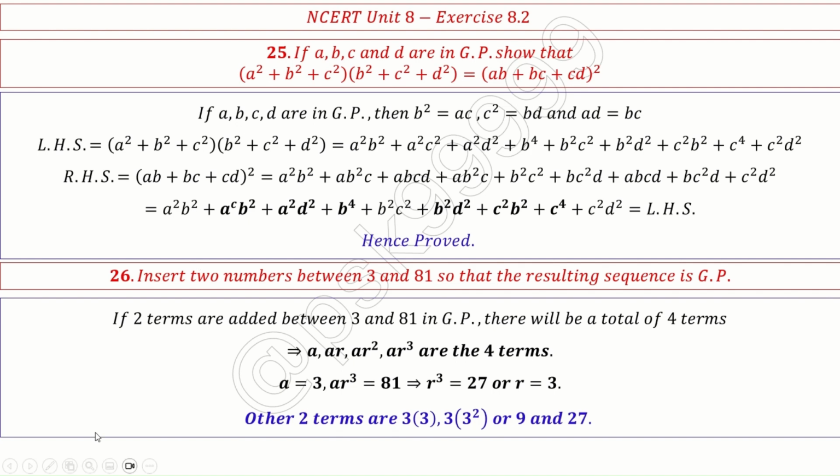Then a equal to 3, which is given because first number is 3 and ar cube is 81. So from that I can easily get what is my r. So once I know a and r, I can tell what are those two numbers. So 3 into 3, which is 9, and 3 into 3 square, which is 27. These 9 and 27 are the two numbers which we can insert between 3 and 81 so that all 4 are in GP. Next.